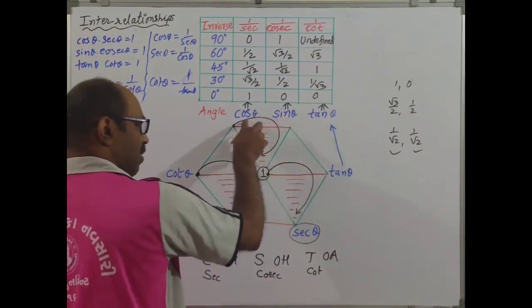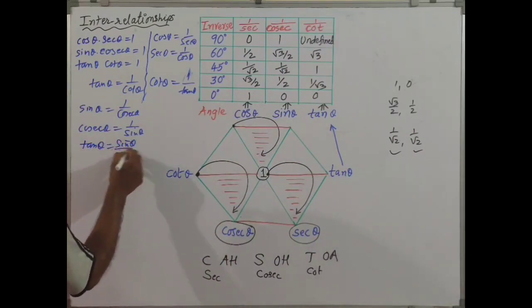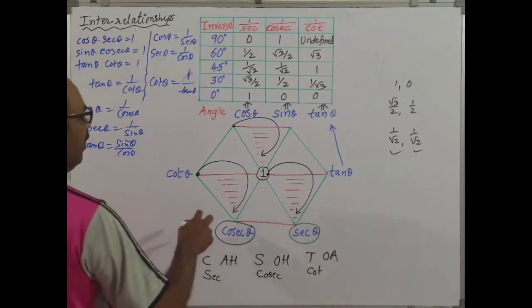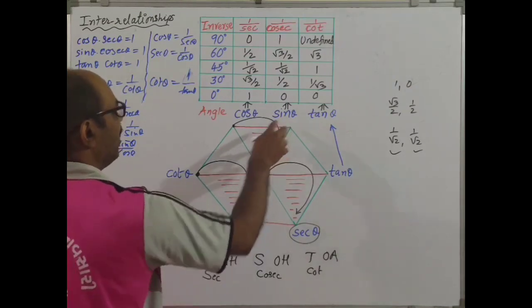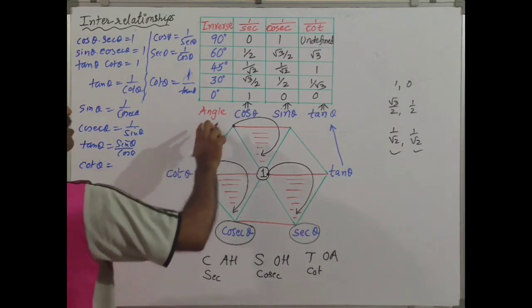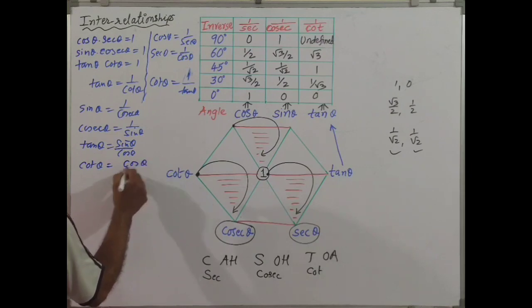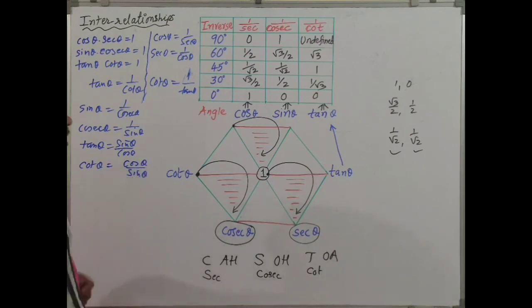tan is sin upon cos. tan theta is sin theta upon cos theta. All right. Then cot theta. Cot theta is cos theta upon sin theta, clockwise.